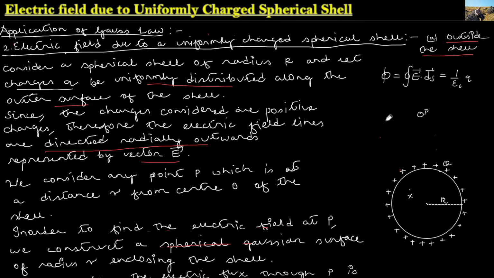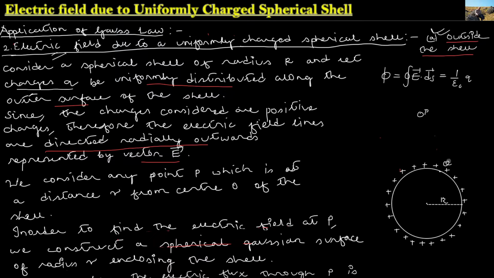So you have to study the electric field for different cases: for a point which is outside the spherical shell, for a point which is on the surface of the spherical shell, and for a point which is inside the spherical shell. For the different cases, we will study them independently.